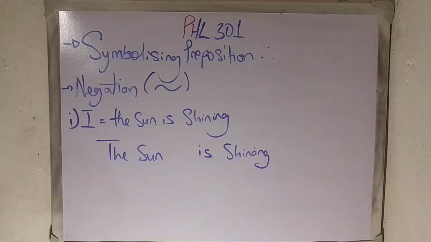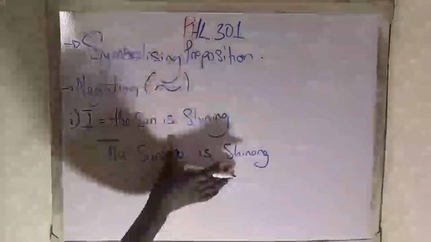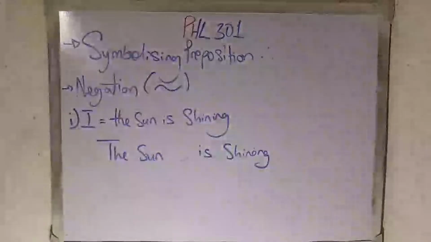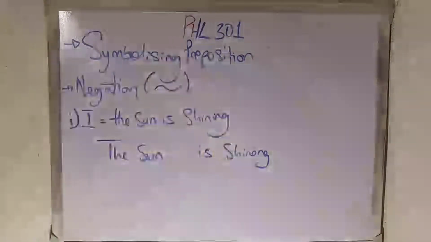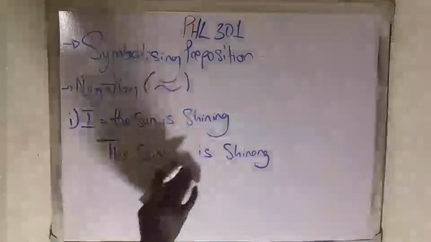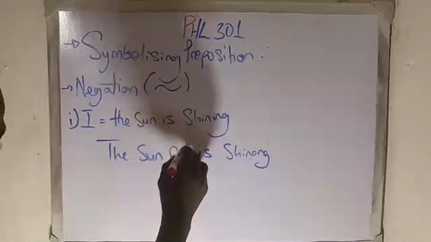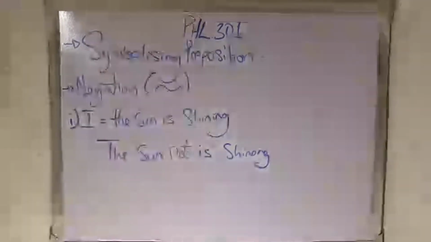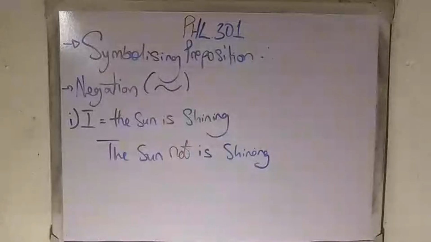Now, here is where we have to place our negation. The sun is shining, quite alright. So you have to insert your negation in this simple proposition. Then the negation is expected to be around here, which is not. Can we see that? The sun is not shining.